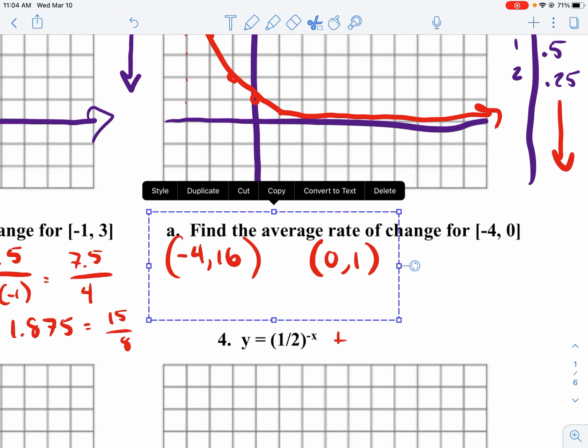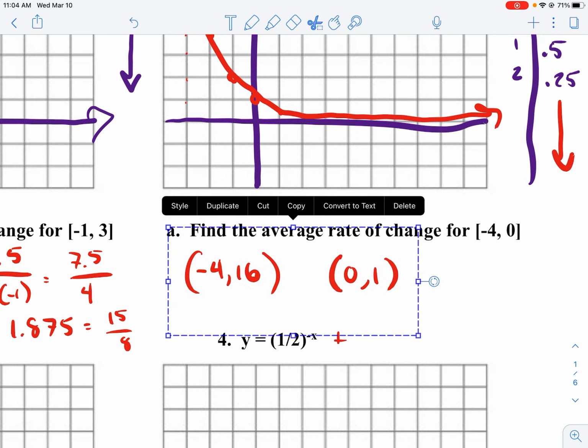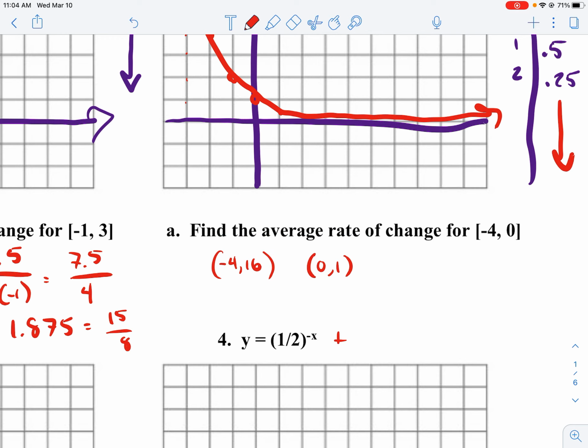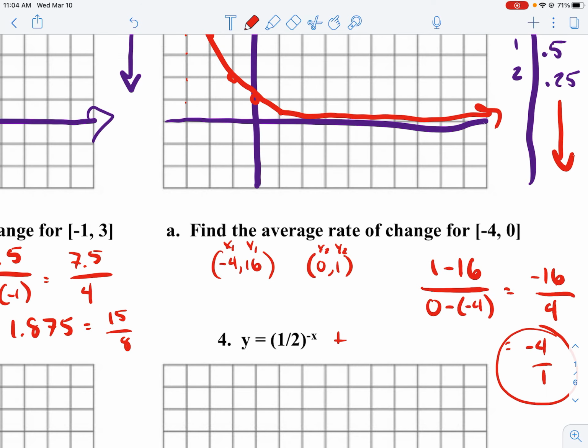So let me shrink this down here. There we go. x1, y1, x2, y2. And so 1 minus 16 over 0 minus a negative 4, which will give me negative 16 over a positive 4, which is negative 4 over 1.